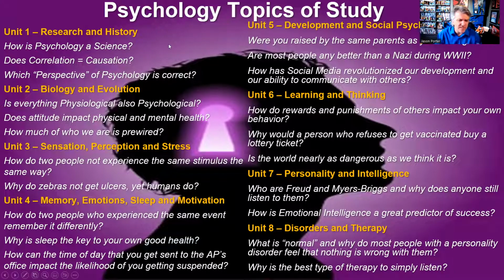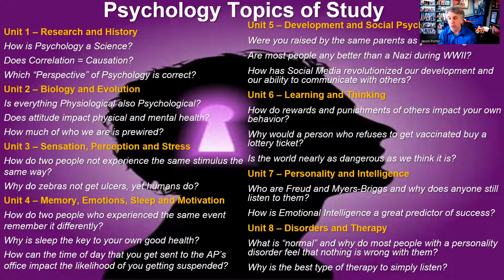Unit 1, and this is my on campus, but your units are pretty much the same. There's a little bit of a trick here, but the first thing we're going to go over is research and history. Is psychology a science? We're going to talk about correlation and causation. Just because this is a predictor that something will go up, does that mean that it causes it? We'll talk about the different perspectives of psychology. We'll talk about biology and evolution. Is everything physiological also psychological as well? What does our attitude have to do with our mental health as well as our physical health?